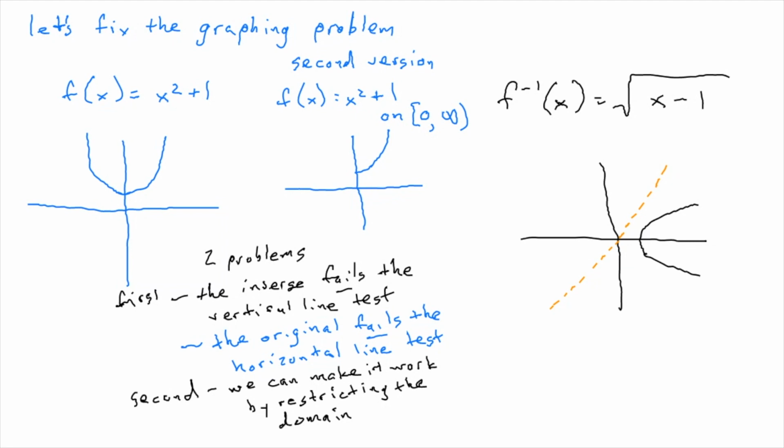And now, well, our first question is, does that pass the horizontal line test? And you go, horizontal line, I only hit one spot. Horizontal line, I only hit one spot. Yeah, it passes the horizontal line test. That means it does have an inverse, so here you go, second version.